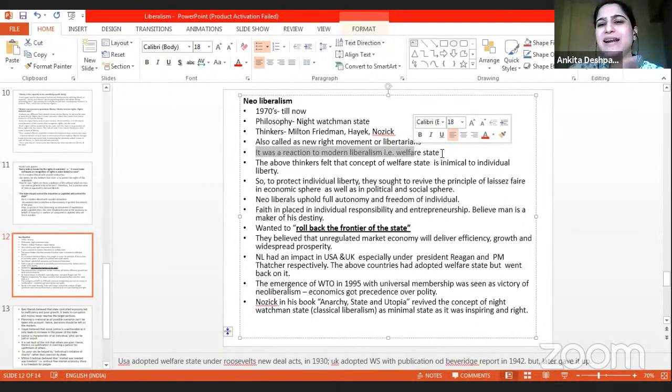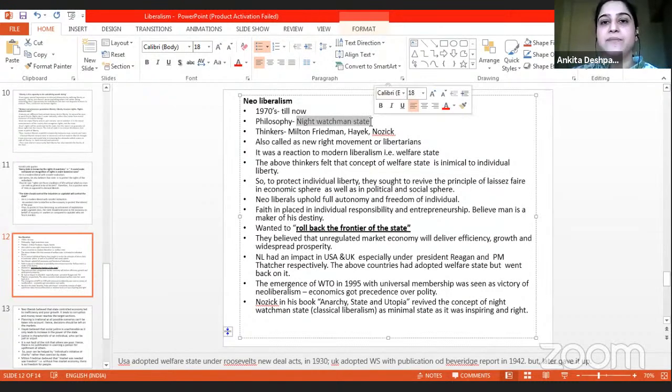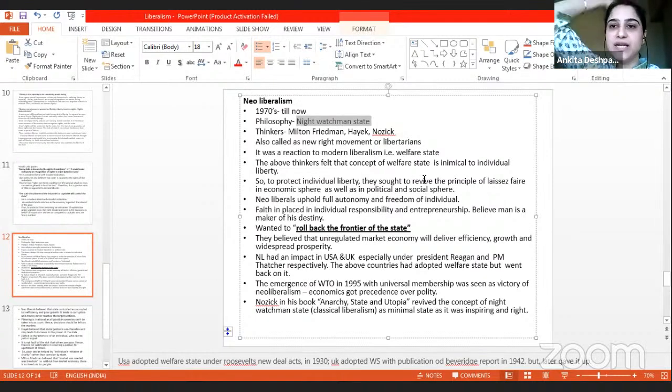So neoliberals said, stop with this concept of welfare state. Go back to classical liberalism. Let's have a night watchman state or a limited state again. So neoliberalism is nothing but the contemporary view of classical liberalism. All right. They were tired of the welfare state concept because it led to a lot of corruption. And so they finally concluded: stop all of this. Stop the welfare concept. Let's have the concept of classical liberalism back.